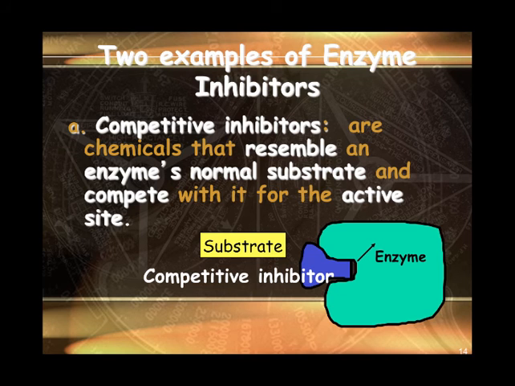Finally, we will look at things that will inhibit or stop enzyme function. There are two classes of inhibitors. The first are competitive inhibitors. These are chemicals that resemble an enzyme's normal substrate and compete with it for the active site. In a competition, you are going against your opponent for the same end goal. A competitive inhibitor then will bind to the active site of the enzyme and prevent the substrate from binding.